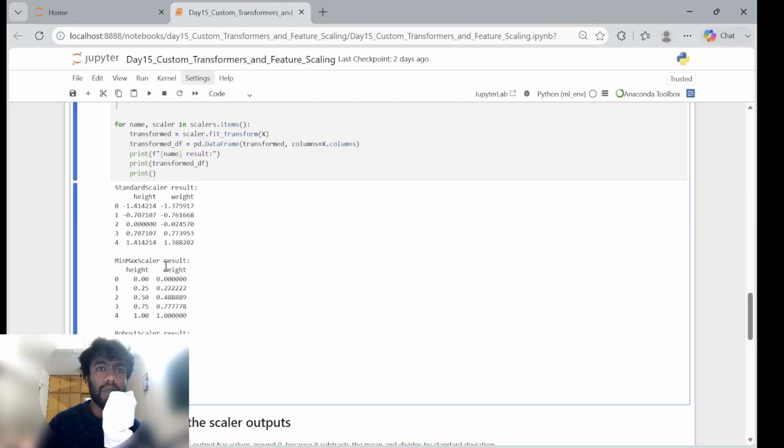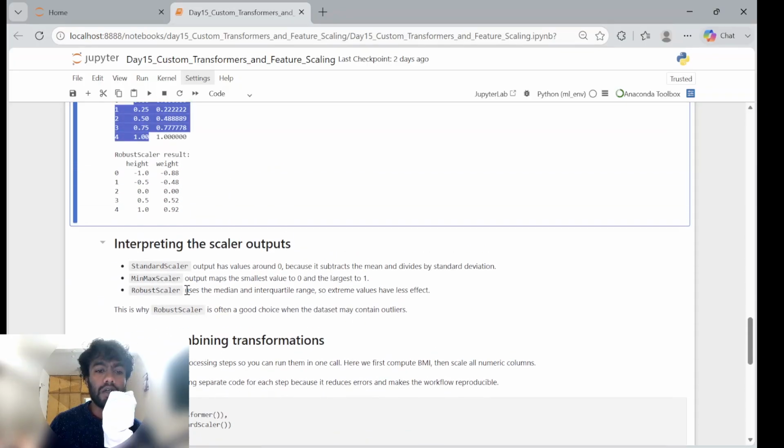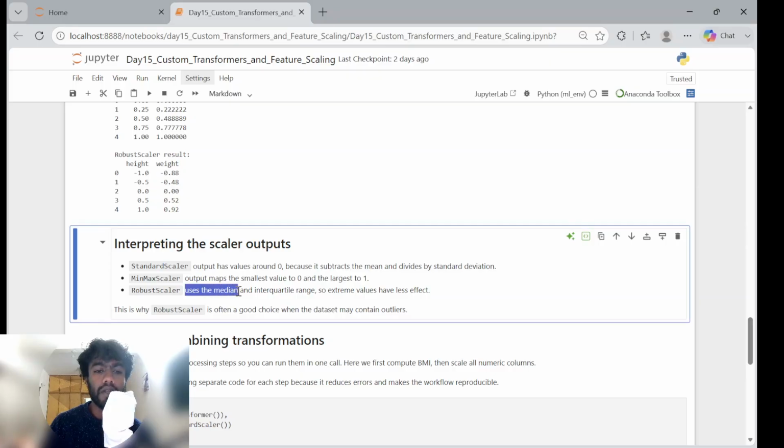Similarly, in min max scaler, there is another formula where the value is subtracted by the minimum value and divided by the difference between the maximum and the minimum value in the specific feature. As you can see, it ranges from 0 and goes all the way up to 1. And in the case of robust scaler, there is another way to calculate it. It uses the median and interquartile ranges, so extreme values have less effect. This helps in avoiding many outliers.